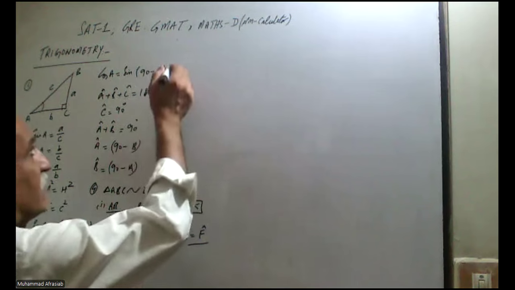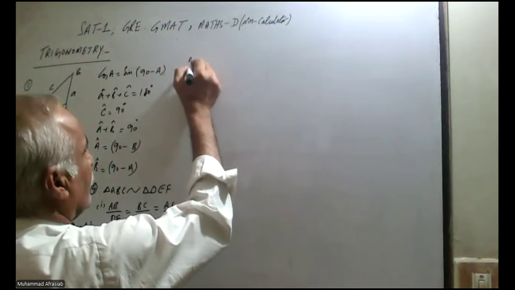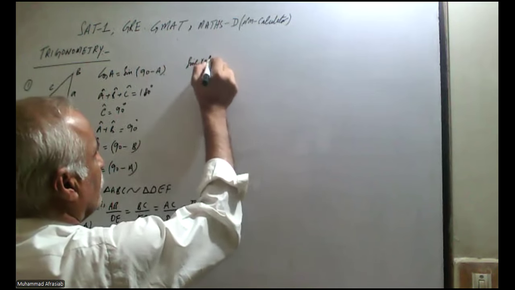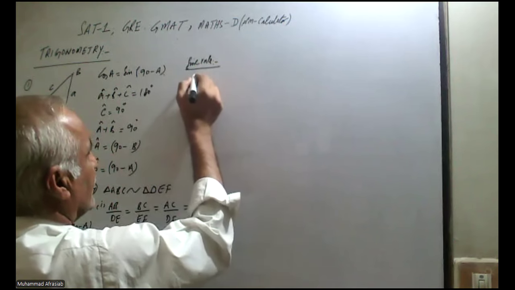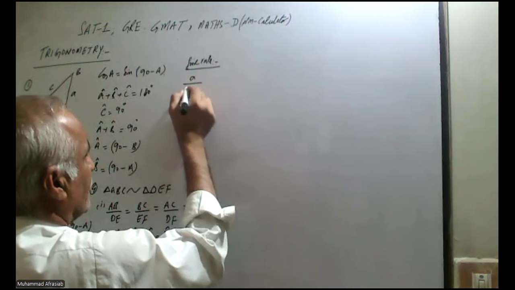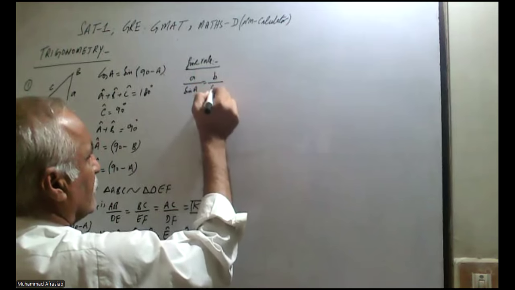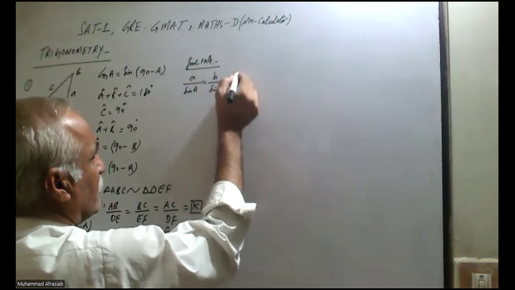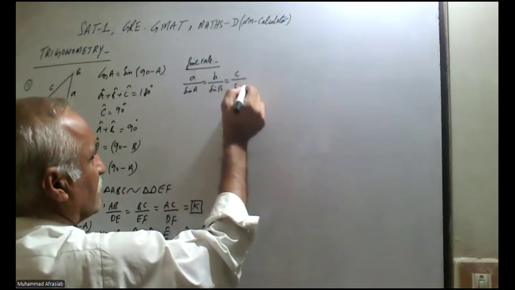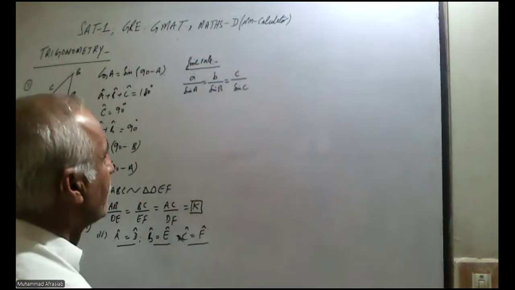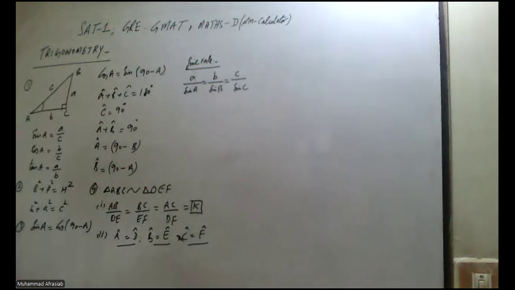That is why they have a constant ratio between their respective sides. Then we can use the sine rule. For the sine rule, we know that a over sine of A is equal to b over sine of B is equal to c over sine of C. We have already derived all these formulas in the trigonometry topic.